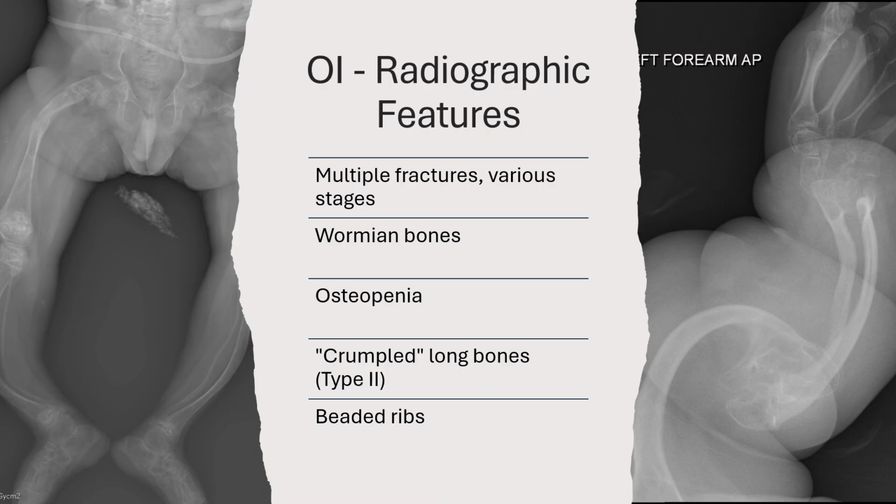Wormian bones represent small, irregularly shaped bone islands that appear within the skull sutures, creating a distinctive mosaic pattern. Picture how a jigsaw puzzle might look if someone had inserted extra pieces of various shapes. This same appearance occurs in the skull of babies with OI, where the abnormal collagen affects how the skull bones develop and fuse together.